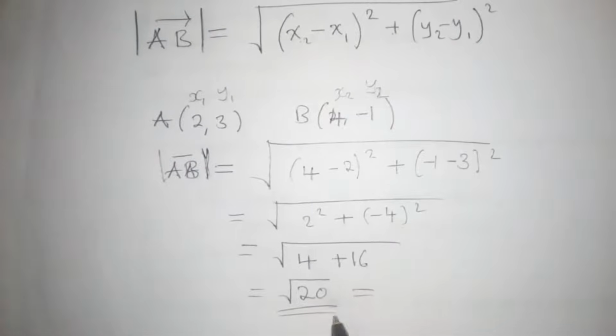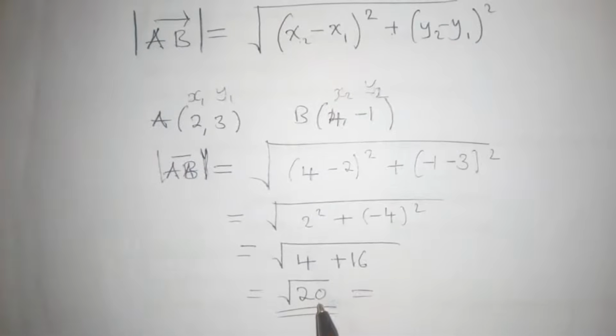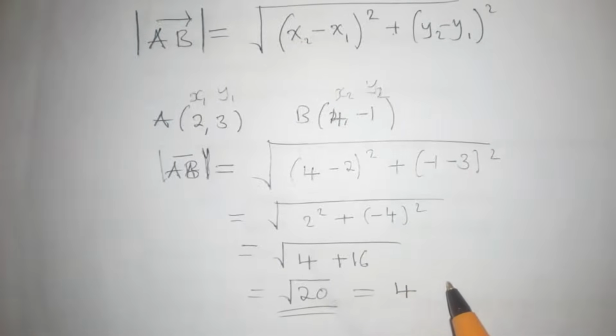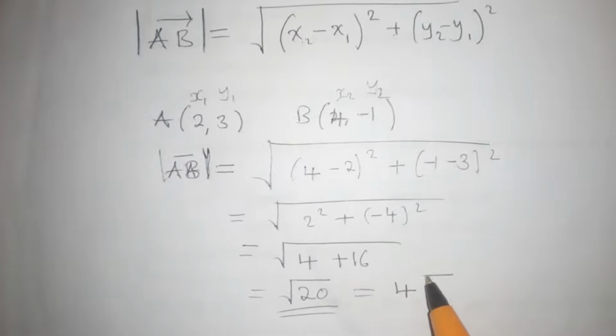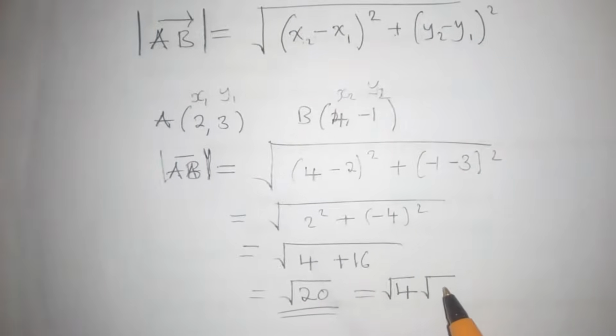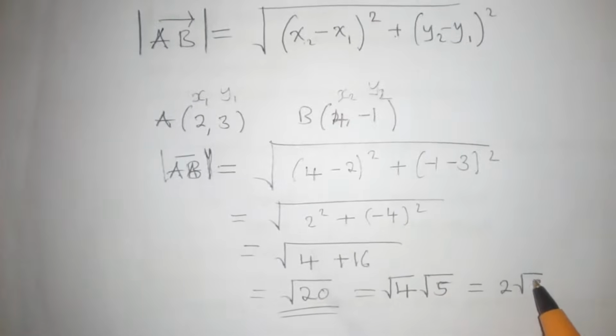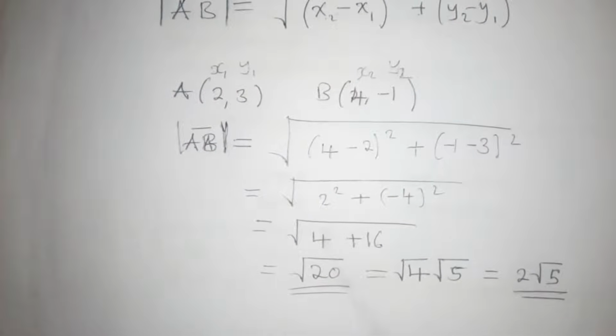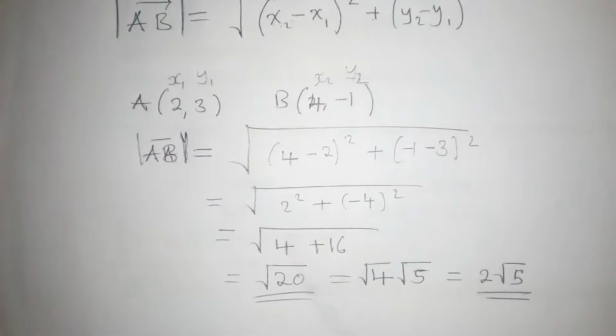So root of 20 here is the answer, of which you can write it as root of 4 multiplied by root of 5, which is equal to 2 root of 5. So this is the answer. So this is how you find the modulus.